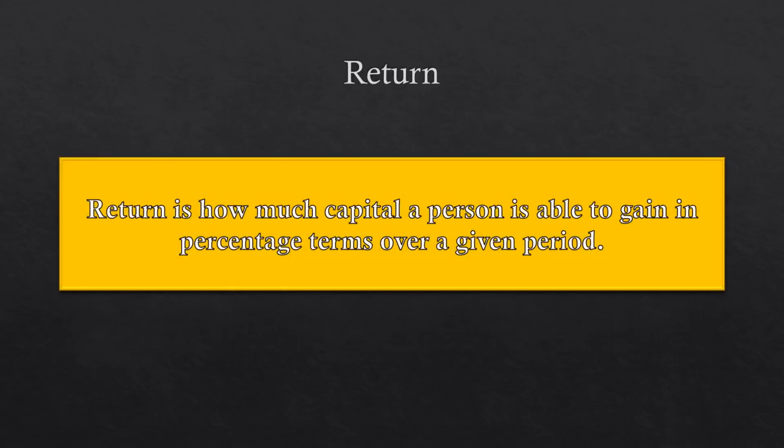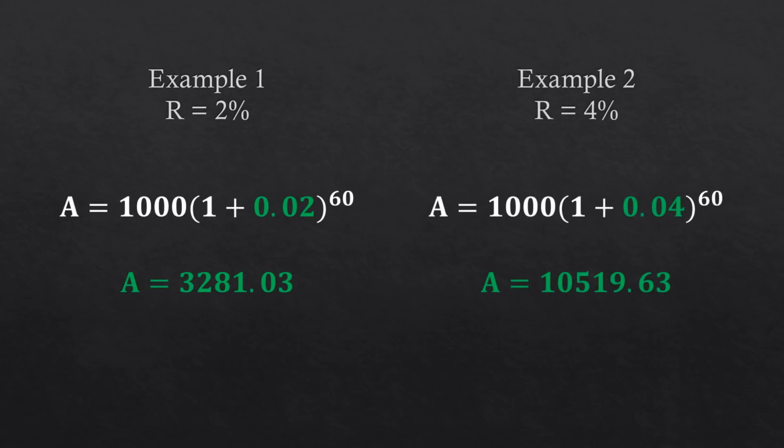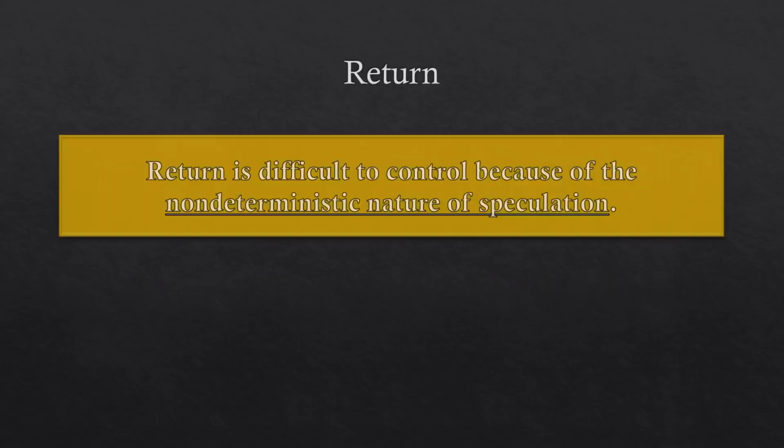Next in line, we have the return variable. Return is how much capital a person is able to gain in percentage terms over a given period. Return also positively affects the final amount. If we change the return from 2% to 4% with all else maintained equal, we go from a final amount of 3,281.03 to 10,519.63. The return is a powerful variable in the formula, but it's also the most difficult to control.